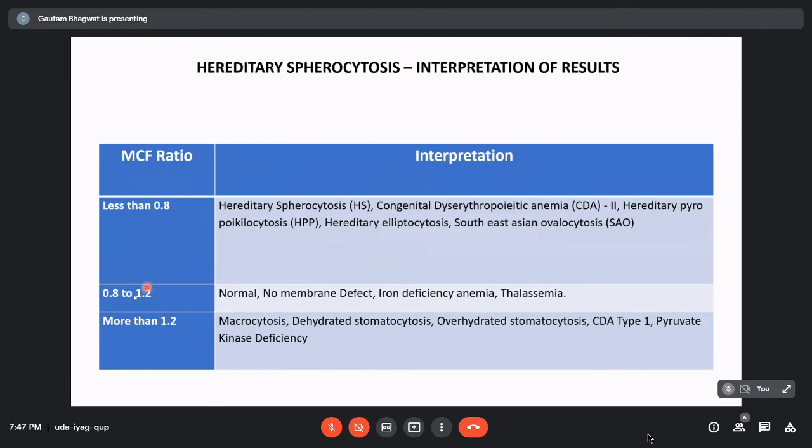If this ratio is between 0.8 to 1.2, it would be normal or no membrane defect, and can be seen in iron deficiency anemia or thalassemia. More than 1.2, we have macrocytosis, stomatocytosis, pyruvate kinase deficiency, and CDA type 1 disease. So not only hereditary spherocytosis, EMA can also be used in the screening of various other congenital hereditary hemolytic anemias, but the most common of these is hereditary spherocytosis, and it is most commonly used to screen for that.